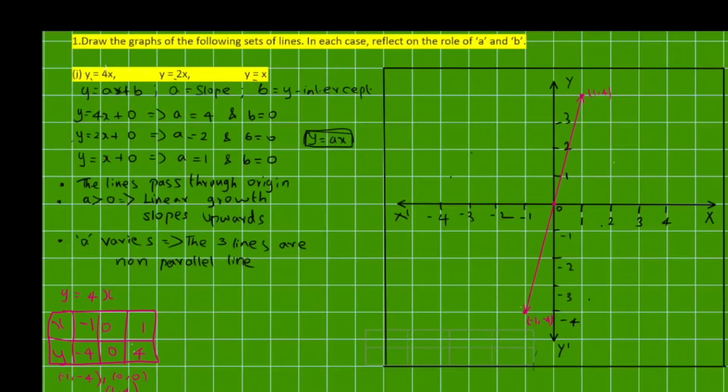Join these points and get a line. Yeah, so we got a line. This line is nothing but y is equal to 4x. The line represents the equation y is equal to 4x. You can mention nearby, that is y is equal to 4x.